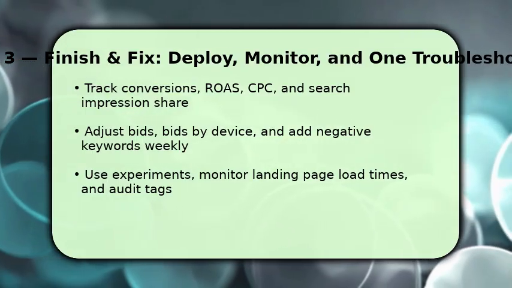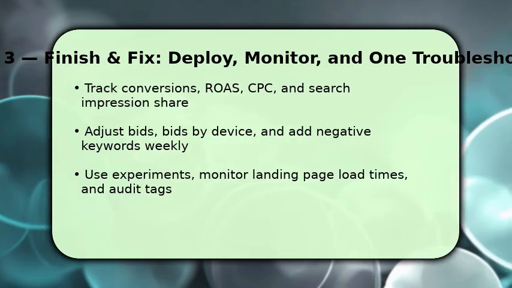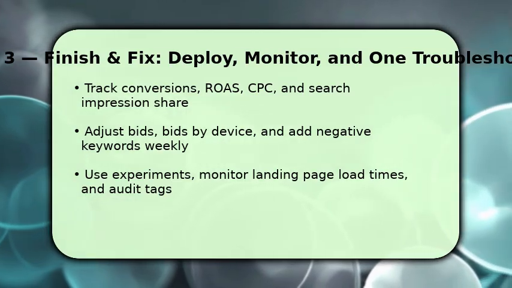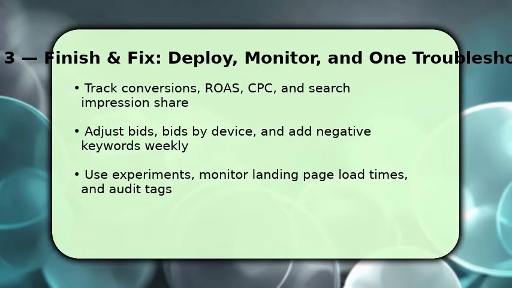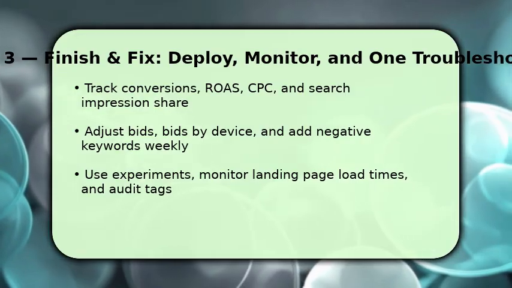Once metrics are stable, increase budgets on winning campaigns and test bid adjustments by device or time of day to squeeze more value. Make sure to audit landing pages and analytics tags so data stays accurate. A broken tag skews decisions.